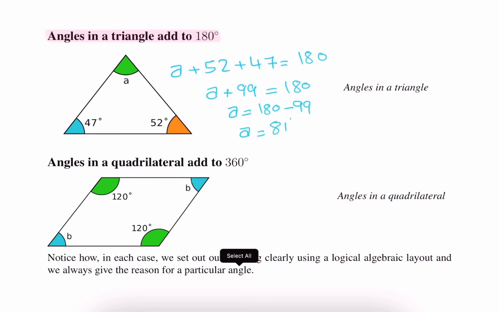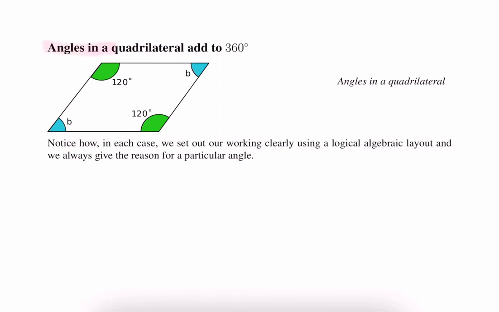Angles in a quadrilateral add up to 360, which means the four angles in this quadrilateral should add up to 360. The four angles are B, B, another B, plus 120, another 120, and this should add up to 360.